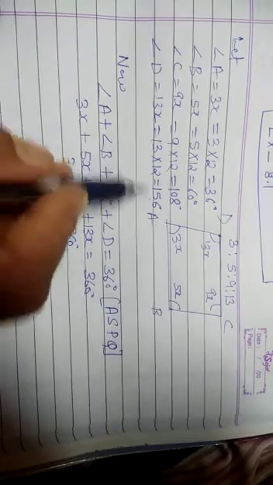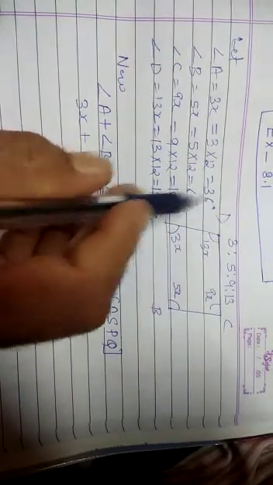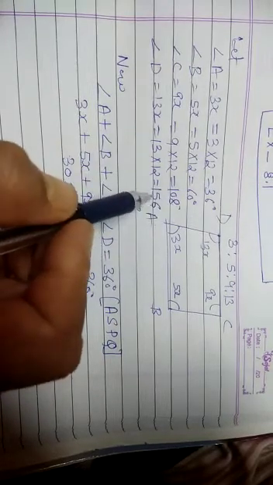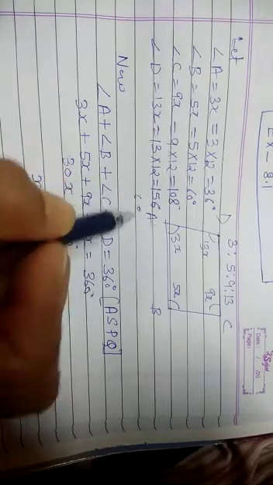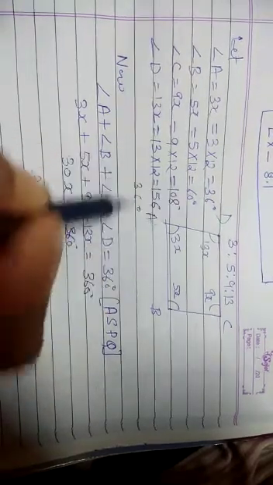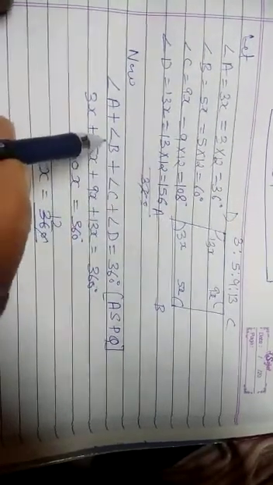Now you can also check that their sum should be 360 degrees. 36 plus 60 plus 108 plus 156 gives 360. So their sum is 360 degrees. Okay, so you can also check it out.